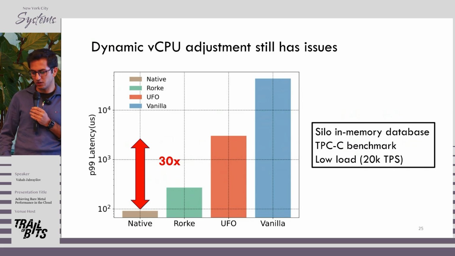Here I have 4 cores designed for these VMs. Native represents the case where you have no oversubscription, and all the rest are the oversubscribed cases. UFO works as I described, and vanilla is as the name suggests. It is just 8 virtual CPUs on top of 4 physical CPUs. As you can see, there is a 30 times gap, and more badly, it is well above the millisecond scale.